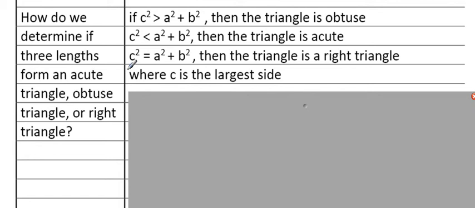And then just add this as well. C is the largest side. So it doesn't matter what you call a and b when you're given side lengths, but you want c to be the largest side.